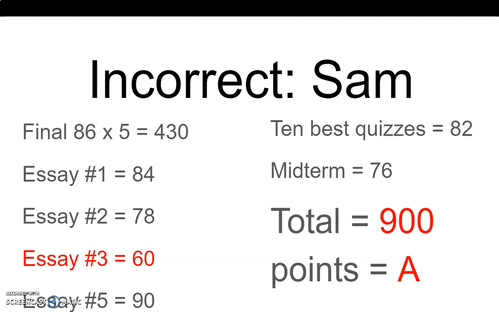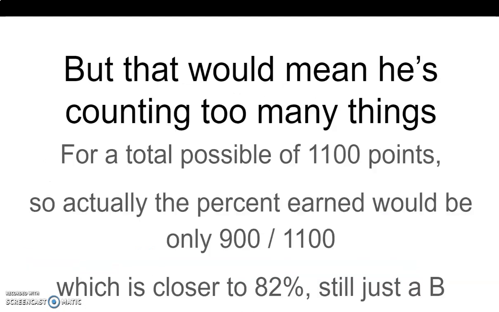Now, some students may get confused or intentionally try to get a higher grade than they deserve. Let's go back to the case of Sam. Sam might write me and say, wait a minute, I also want you to count the essay number 3. I got a 60 there, but you know what? That'll give me an extra 60 points, and that'll get me a total of 900 for an A. Well, sorry, Sam, you can't do it that way. That would mean that he's going to try to count too many things for a total possible of 1,100 points. And the syllabus says you can only count those assignments for a total possible of 1,000 points.